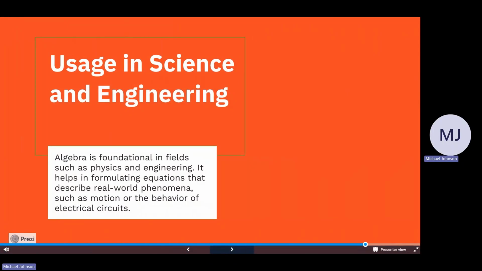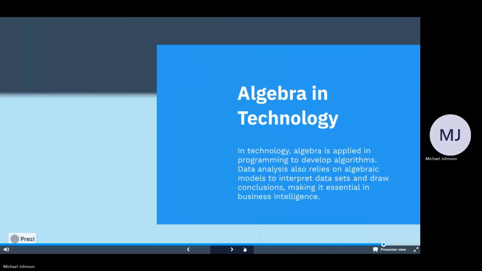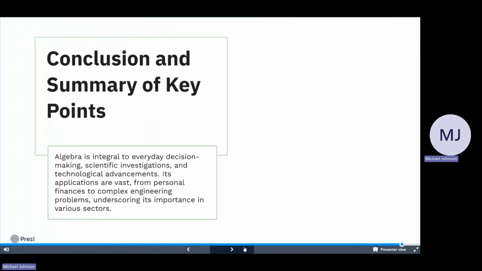It helps in formulating equations that describe real-world phenomena, such as motion and the behavior of electrical circuits. In technology, algebra is applied in programming to develop algorithms. Data analysis also relies on algebraic models to interpret data sets and draw conclusions, making it essential in business intelligence.